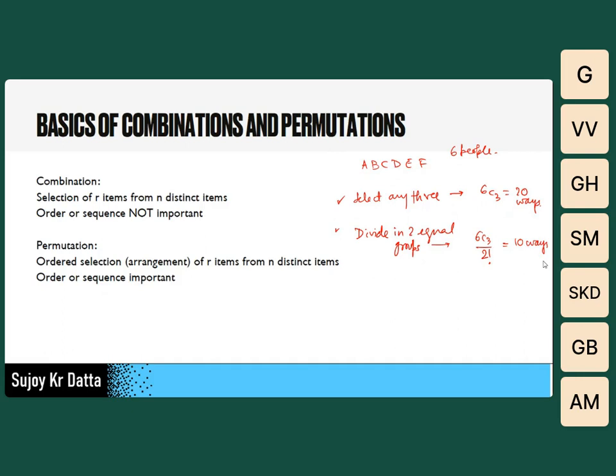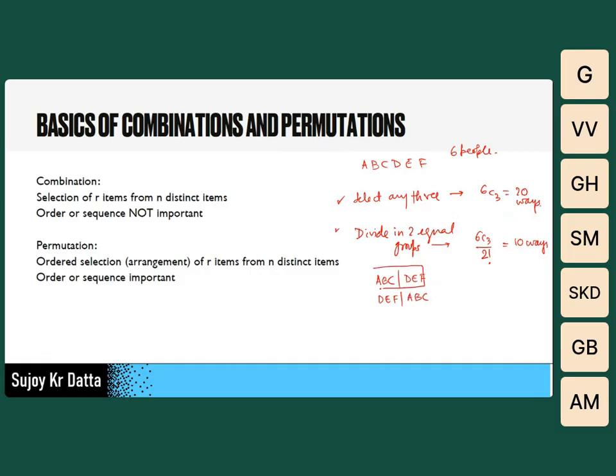So in the previous question, we just need to select any three and discard the others, right? For example, if I select ABC, I discard DEF, no problem. Similarly, if I select DEF, I discard ABC, that's okay. In the second one, I need to keep both the groups. So when I do 6C3, if I select ABC first, then the other group is DEF. But when I'm doing 6C3, there is a possibility that DEF gets selected, right? So the other group is ABC.